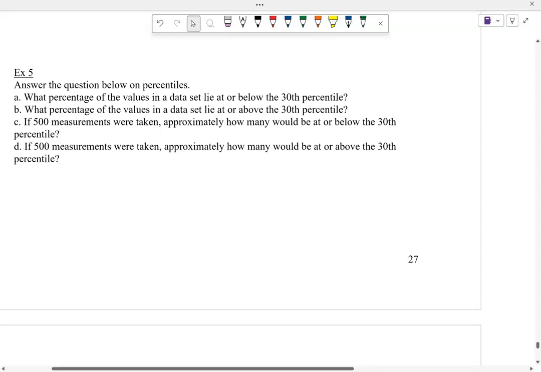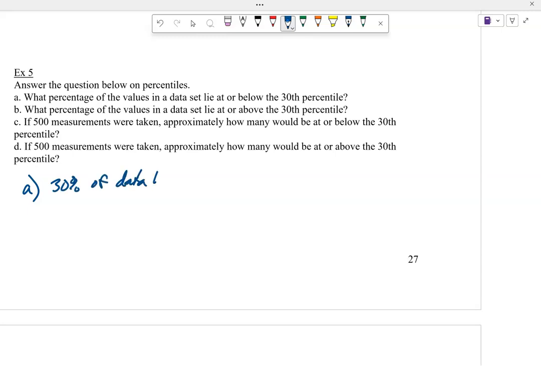What percentage of the values in a data set lie at or below the 30th percentile? Well, if you're in the 30th percentile, then 30% of the data values lie at or below that. That's what the 30th percentile means.